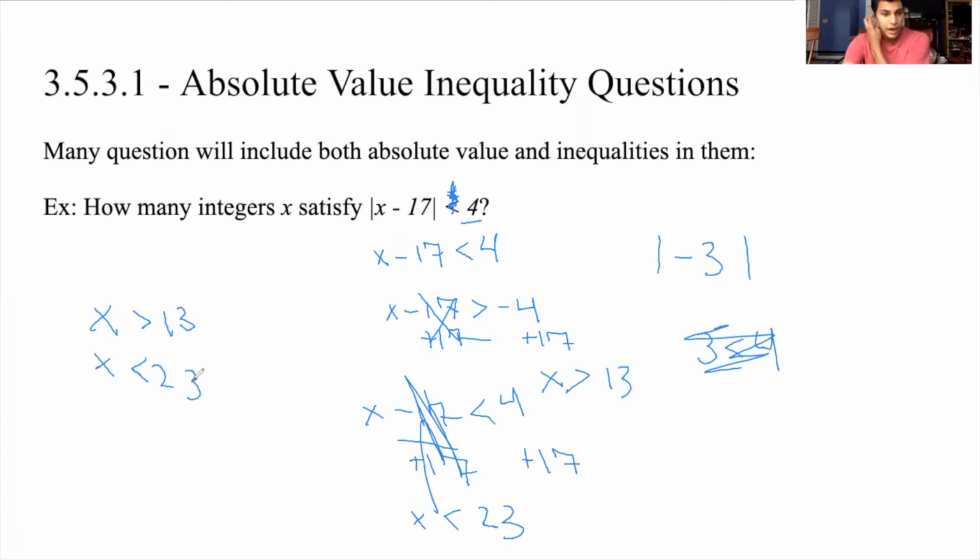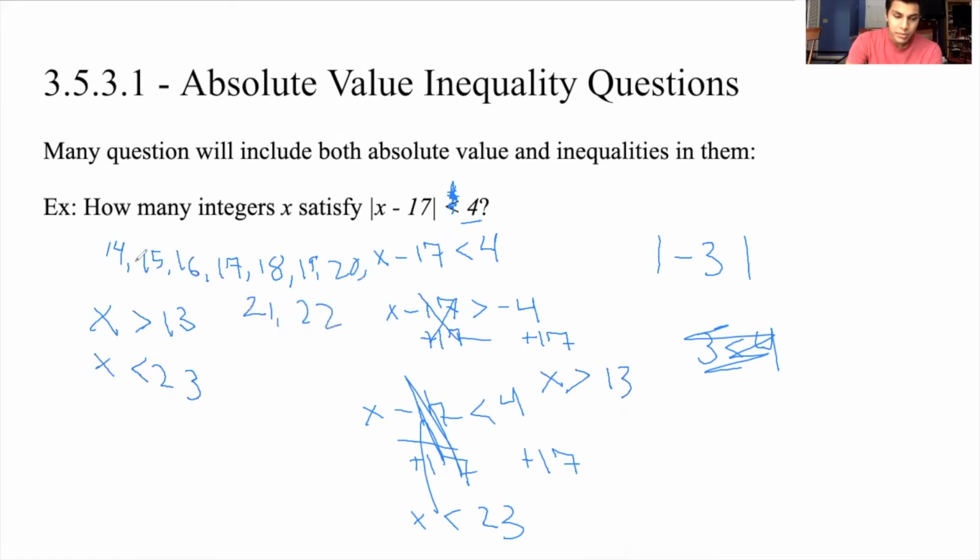Now I need to figure out how many integers satisfy this, right? There are only a few values of x that are integers that will fit inside this absolute value and make it true. Those are the ones that are greater than 13 and less than 23. Remember, they can't be equal to 13 or 23 because we don't have a greater than or equal to sign, or less than or equal to sign here. So the values of x that fit are 14, 15, 16, 17, 18, 19, 20, 21, and 22.